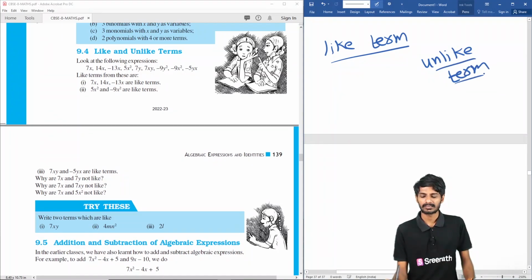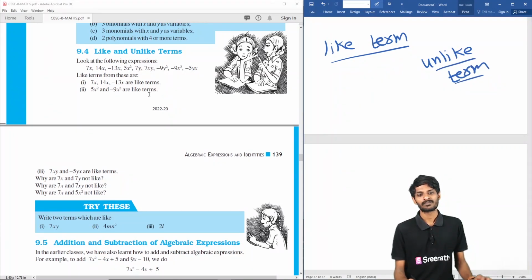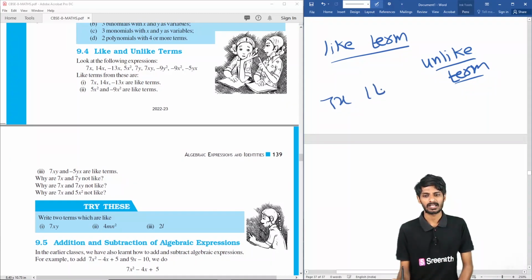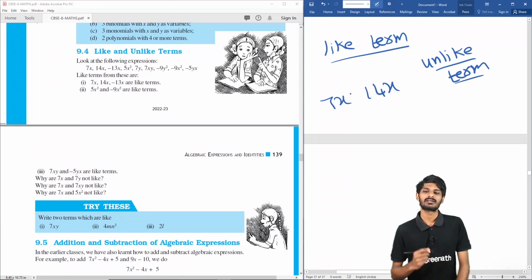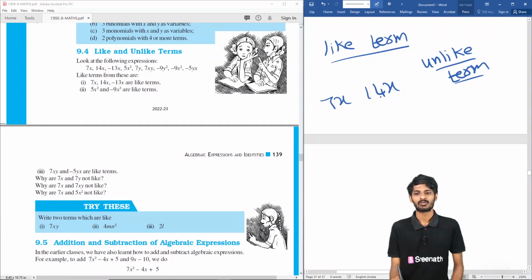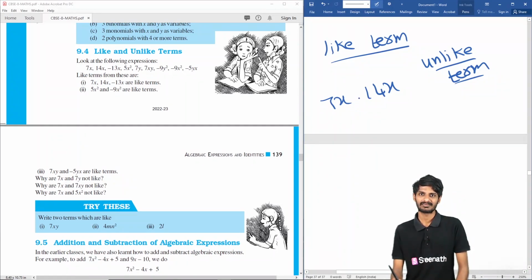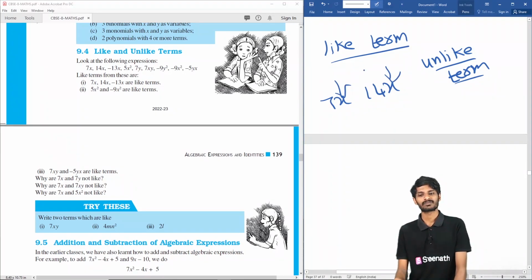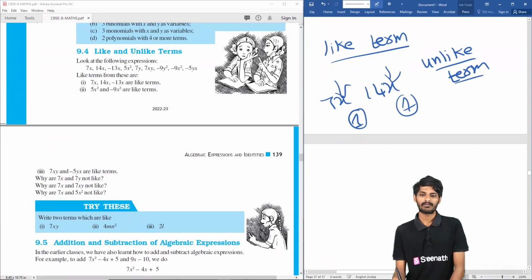Like term and unlike term. Okay students, normally if you see some expressions 7x and 14x, are both these terms like terms or unlike terms? What will you say? Both the terms are like terms. Why? Because both have the same variable. Here x is the variable, here also x is the variable. Here the power of x is 1, here also the power of x is 1. So both the terms are like terms.